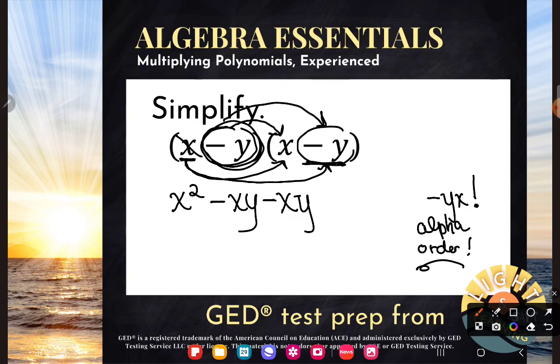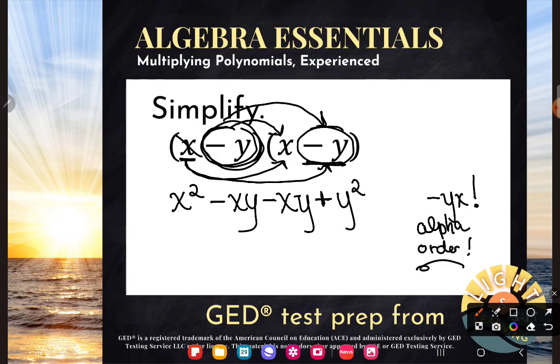And now, finally, I need to take this negative y and pass it out to the second term in this grouping, which is also negative y. A negative times a negative is a positive, or another way to think of it is when you're multiplying, two negatives cancel. And then y times y is y squared.